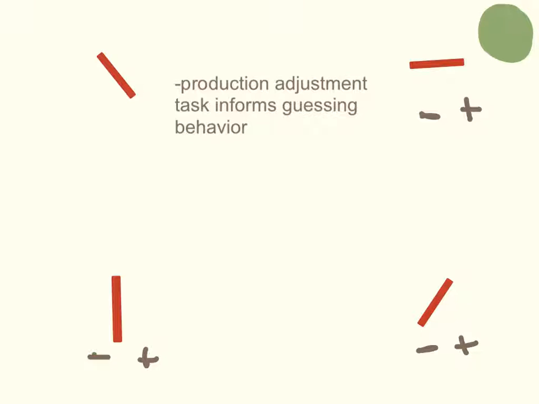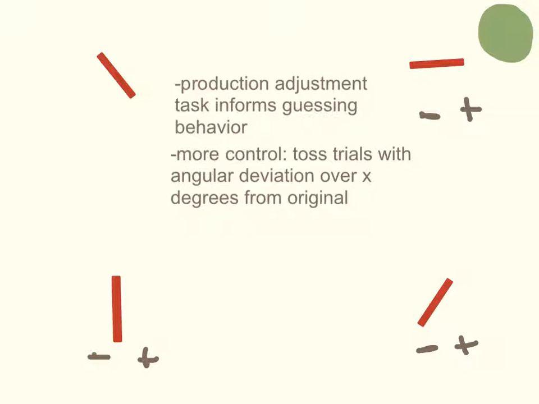This production task is especially important because it informs guessing behavior. We get a better idea of when the participant guesses, when they haven't held all of the set size items in their memory. It gives us more control because we can now toss trials with an angular deviation, so how much they change it back to the original orientation. If that's over, let's say 30 degrees, whatever, we can toss that individual trial.